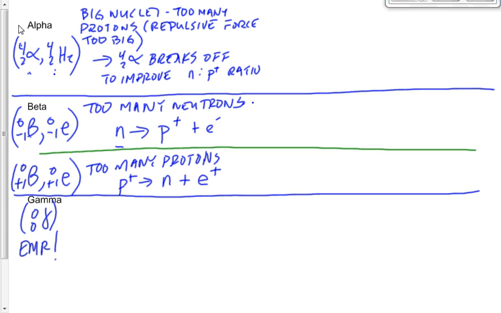nuclear decay. Isn't that what we're talking about? The production of gamma rays by nuclear decay. This happens as a byproduct of something else, kind of as an afterthought of something else. We'll say a byproduct of above.